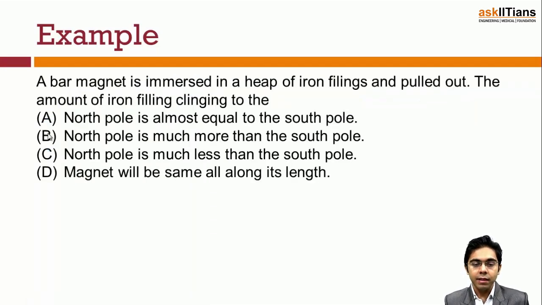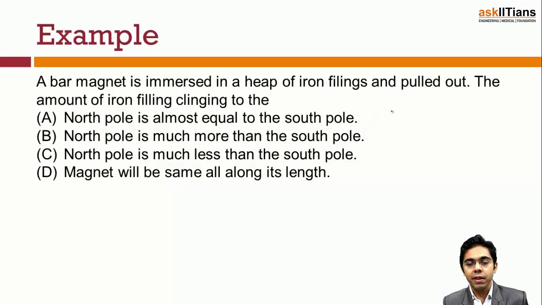A bar magnet is immersed in a heap of iron filings and pulled out. The amount of iron filings clinging to the north pole is: option A, almost equal to the south pole; north pole is much more than the south pole; north pole is much less than the south pole; or magnet will be same all along its length.